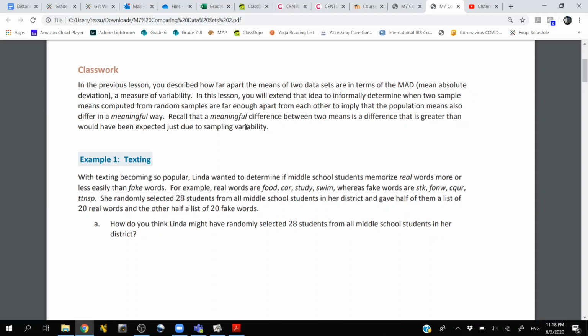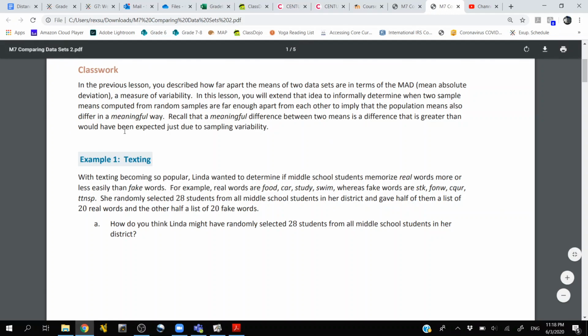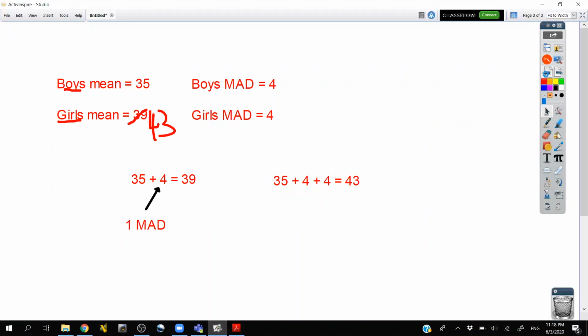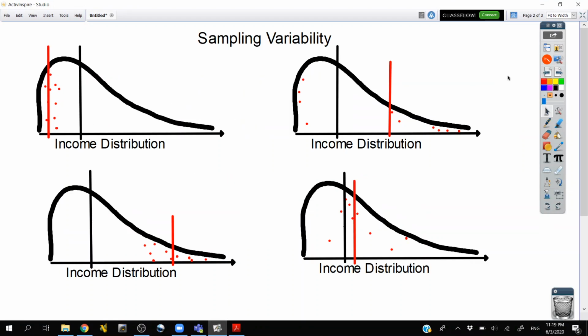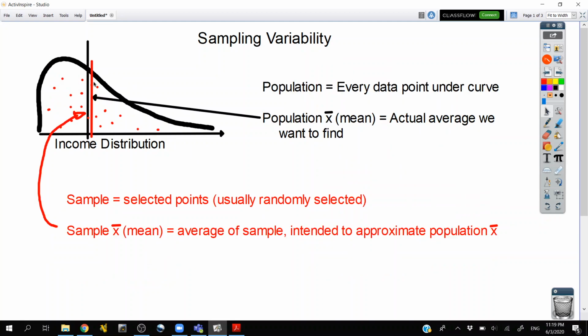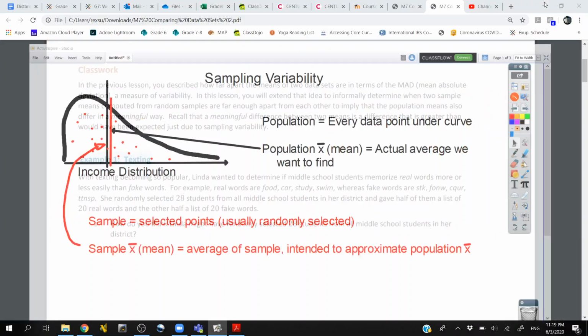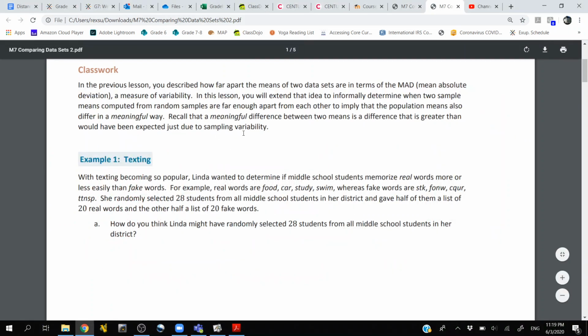So recall that a meaningful difference between two means is a difference that is greater than would have been expected due to sampling variability, which is saying sampling variability will produce some error. Even here, you can see this red mean is different than the black mean. So that's some small amount of error. It's not a concerning amount in this case, but it is error. So is it a sampling variability error, or are the populations actually different?